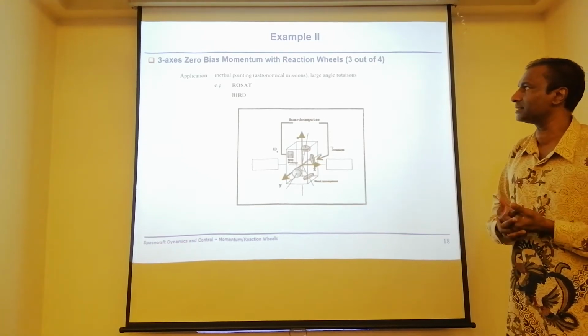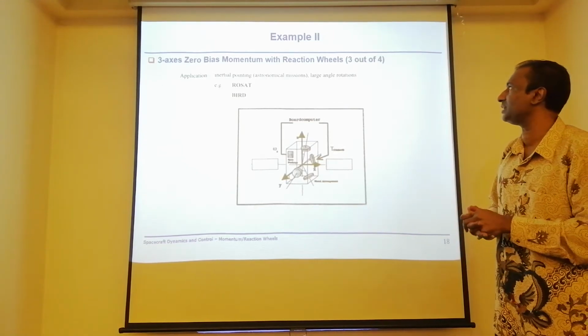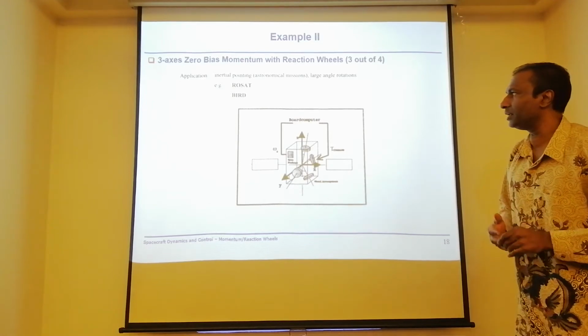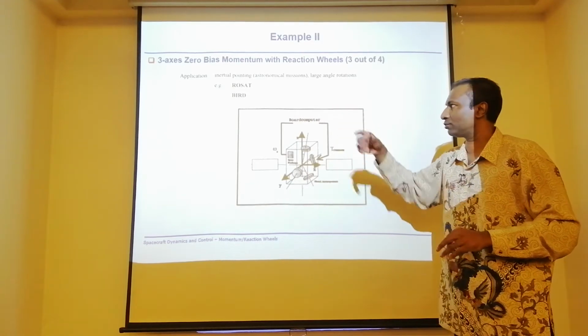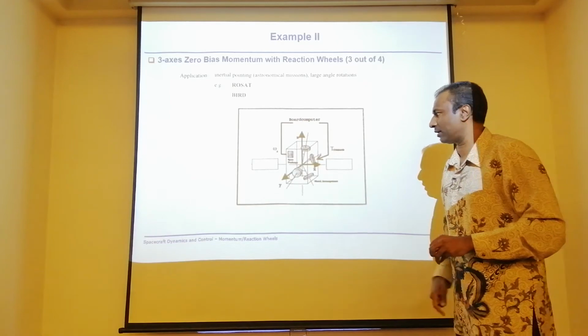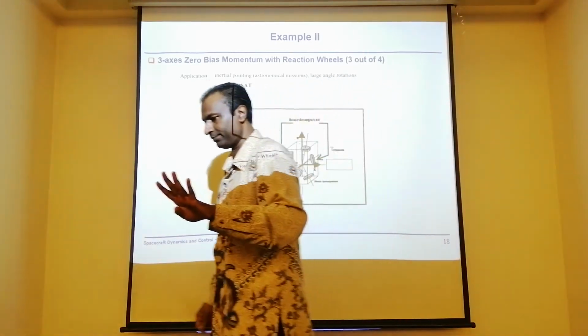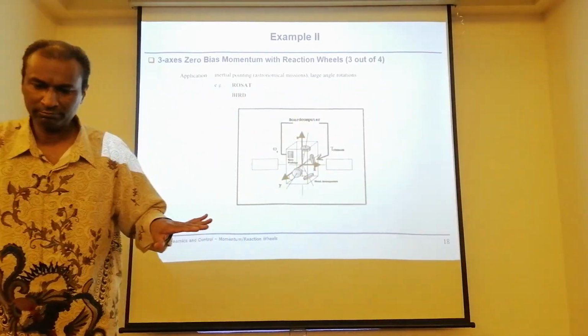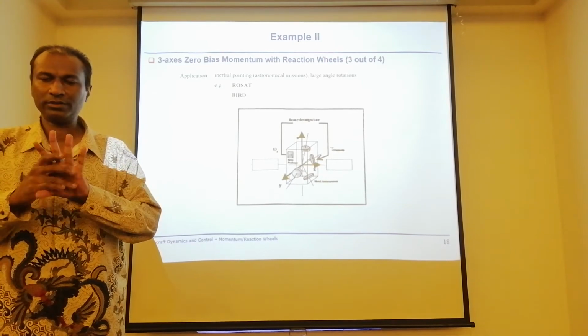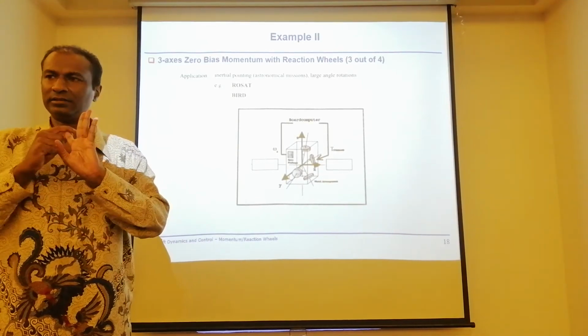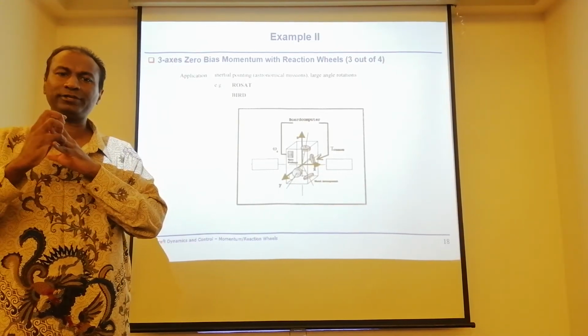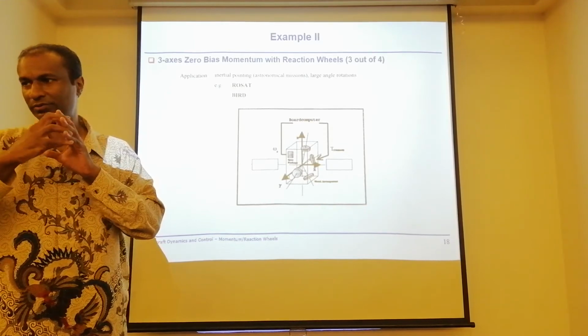Let's say 3-axis, zero bias momentum with 3 wheels. That means 3 out of 4. For example, the satellites that include Rosette, Bird, what they have, just like what I've explained to you, 4 wheels, no bias momentum, all reaction wheel, 4 wheels, and 1 is a backup. And you can control 3 axes with these 3 wheels also.